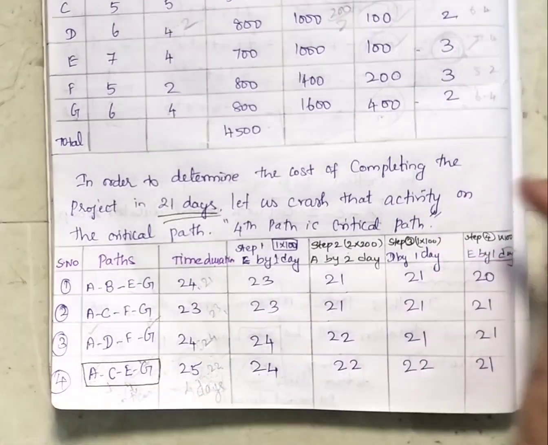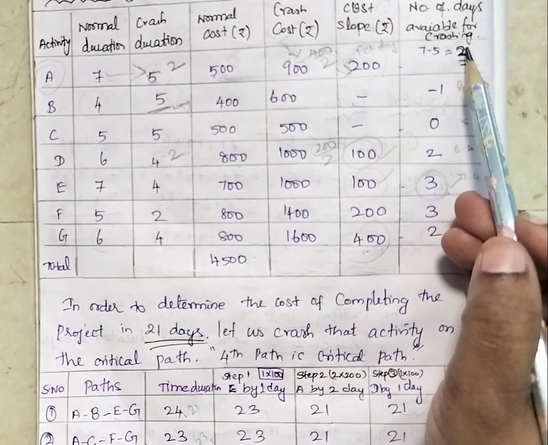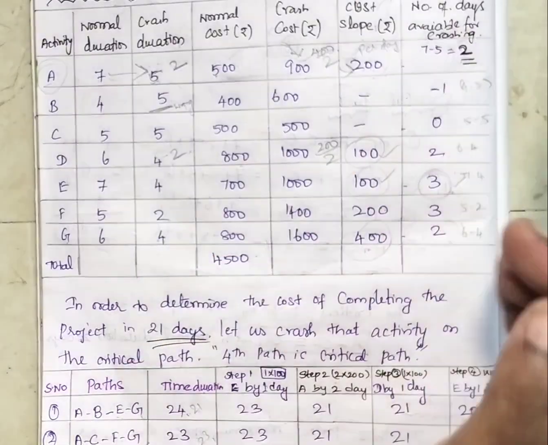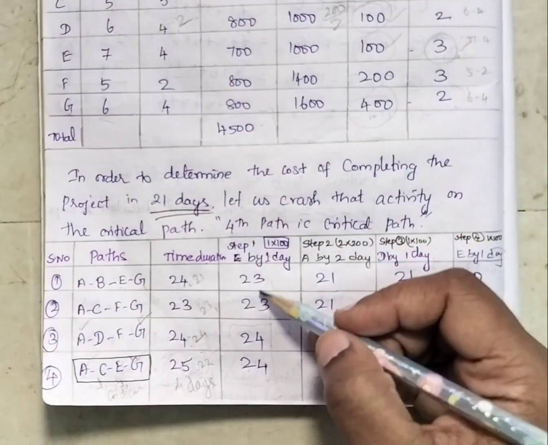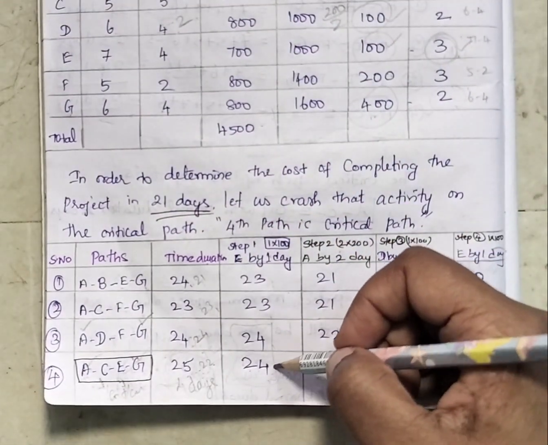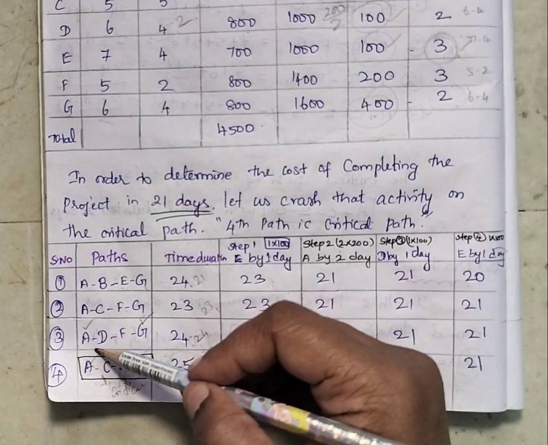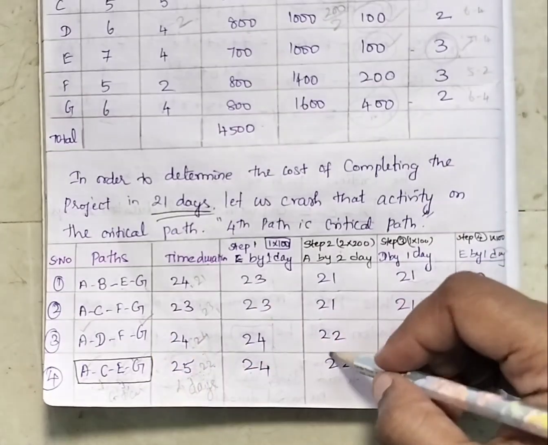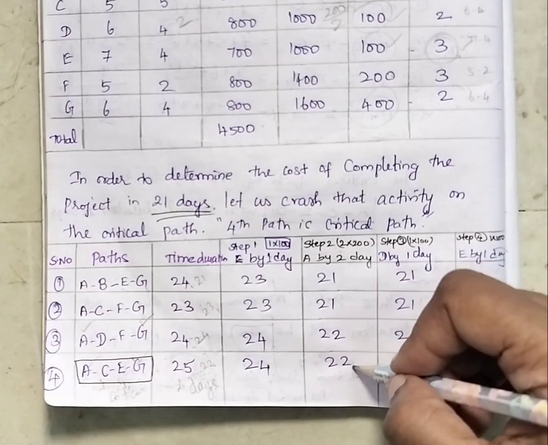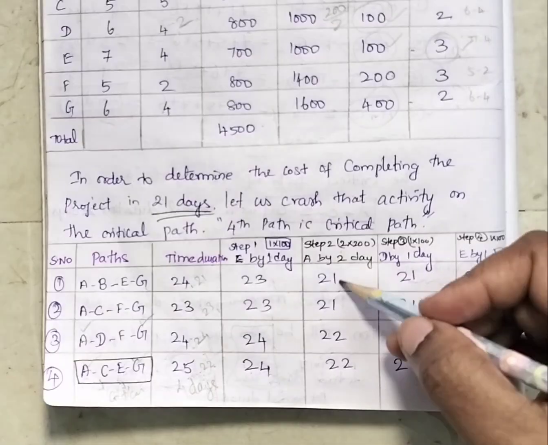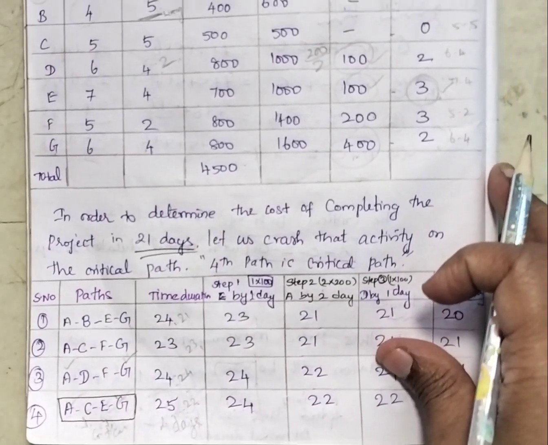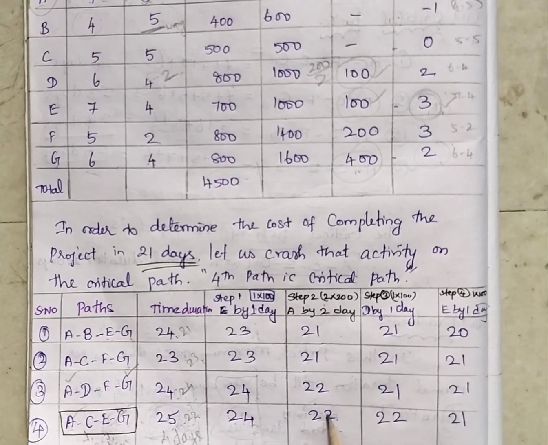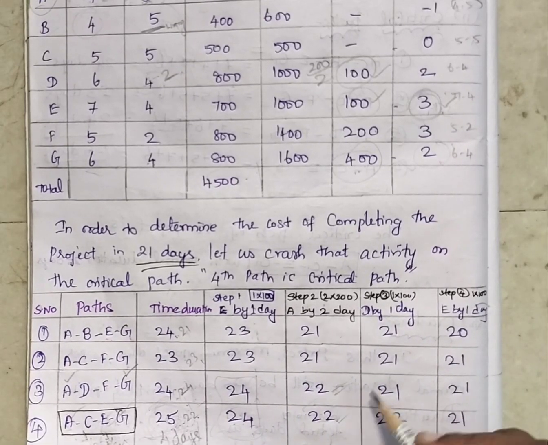The number of days available for crashing for activity A is 2. We can reduce 2, because A is present in all the paths, so everywhere it will get reduced. The critical path status will not be affected in the fourth path. So 2 is reduced here, here, here and here. Now these two become equal again.